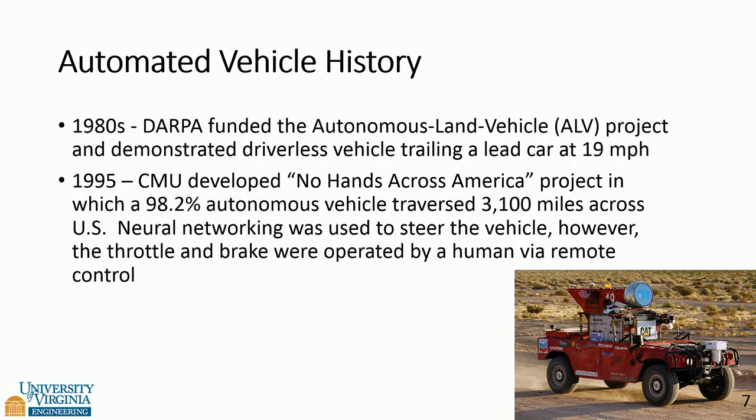And then in 1995, CMU, Carnegie Mellon University, wanted to have a challenge of crossing the entire continent, about 3,100 miles across the U.S., coast to coast. And here they actually did about 98.2% of the time fully autonomous. What it did was steering wheel maneuvers, and remotely, a person was doing the acceleration and deceleration. They were not able to do that far, but it basically showed that with cameras and technologies, trying to follow the vehicle ahead of it, there's some potential of doing that.